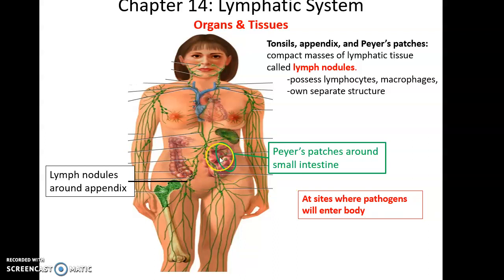The Peyer's patches are around the small intestines. Again, the digestive system is ripe for invasion. And then, of course, the tonsils, up in the pharynx area. Another place where pathogens are able to enter the body through the lining of our throat. And again, these lymphatic nodules have various lymphocytes, macrophages, and other cells important for fighting infection. They do not have a filtering function, though, because fluids are not passing through them.